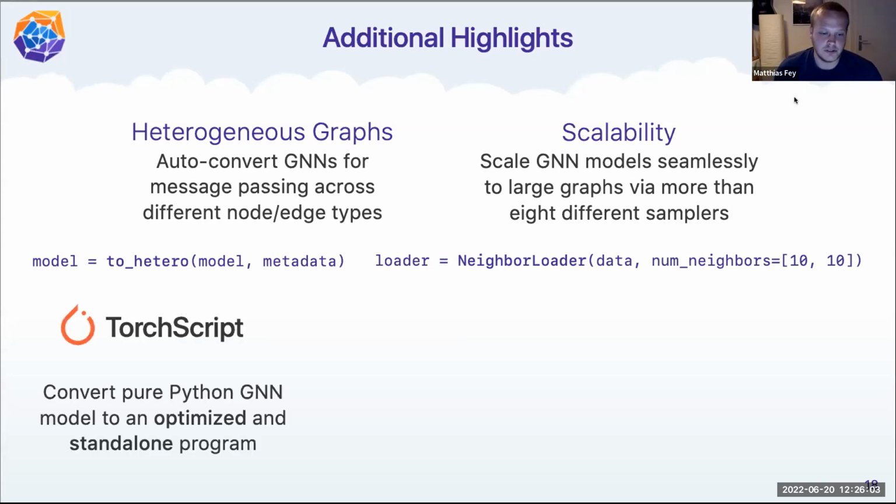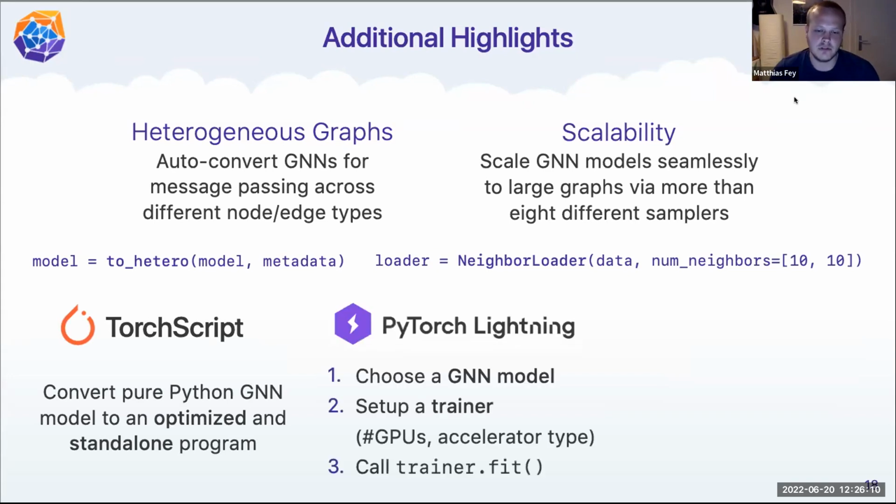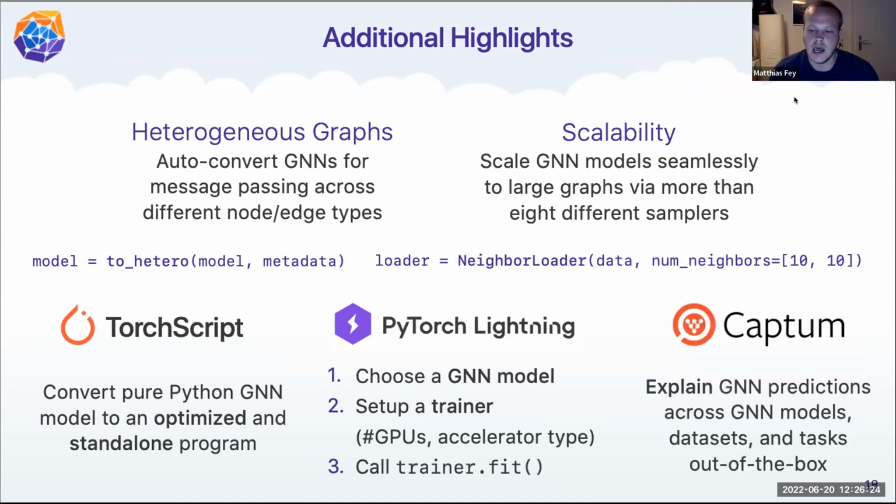We also tried to integrate TorchScript in the sense that you can easily convert your Python module into a standalone representation. We've worked hard to bring in PyTorch Lightning support in the sense that it easily gives you multi-GPU support. You can choose different accelerator types and simply call trainer.fit afterwards. And we worked hard to bring in explainability in GNN predictions across a variety of GNN models, data sets, and tasks, and that all out of the box using the Captum library.